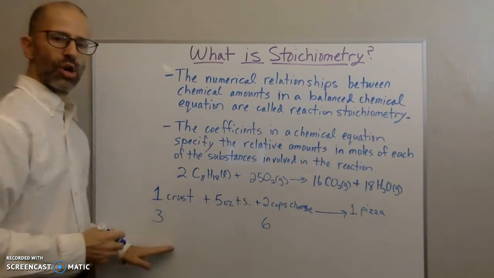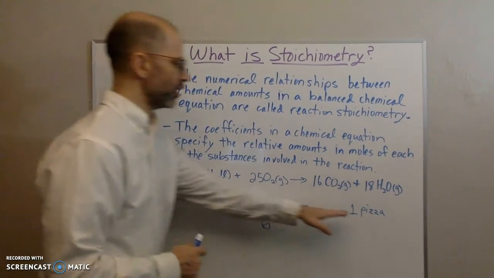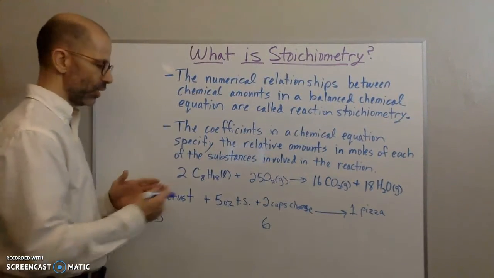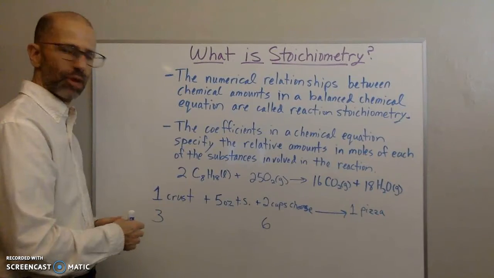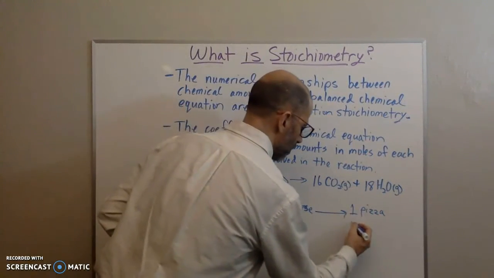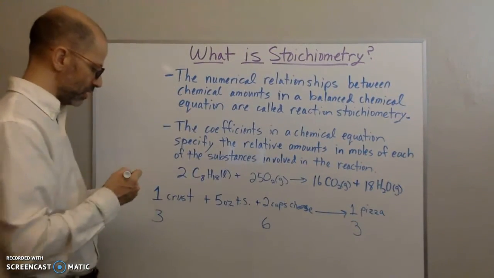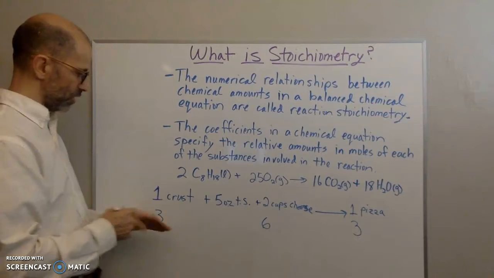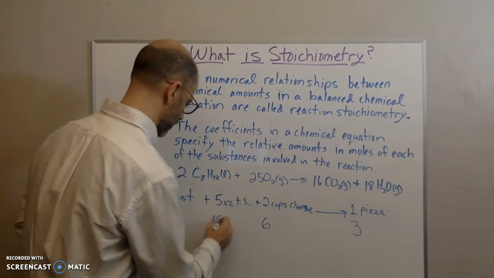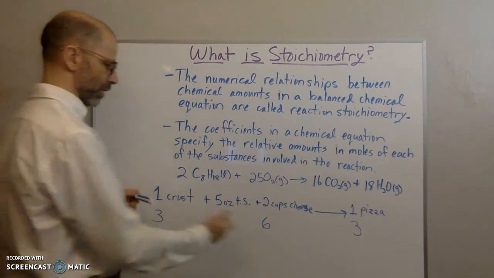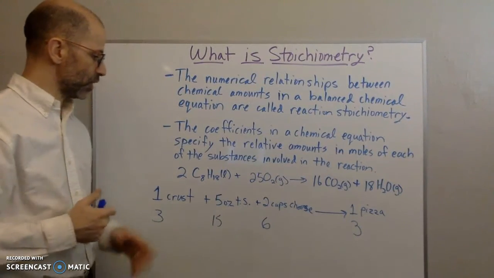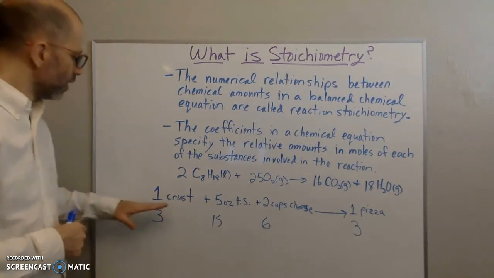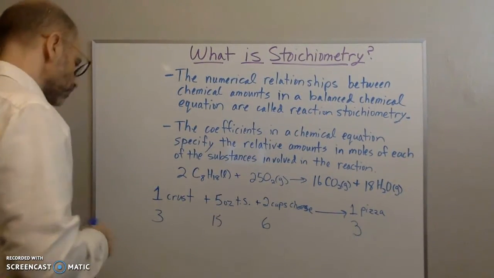of cheese. So in order to create the number of pizzas you want, you need to follow the recipe and keep the same ratios, right? So to make 3 pizzas, I need 3 crusts, I need 15 ounces of tomato sauce, and I need 6 cups of cheese.